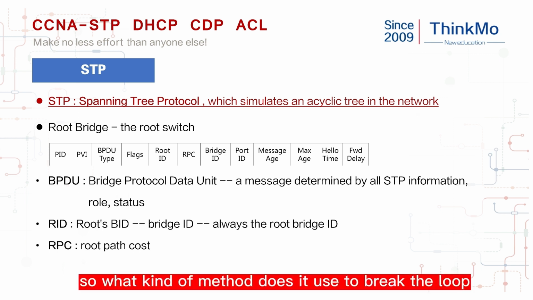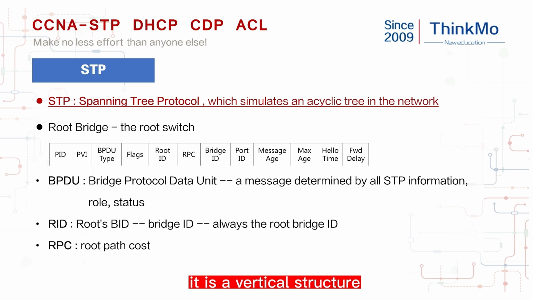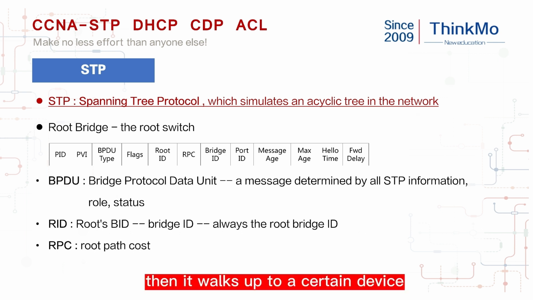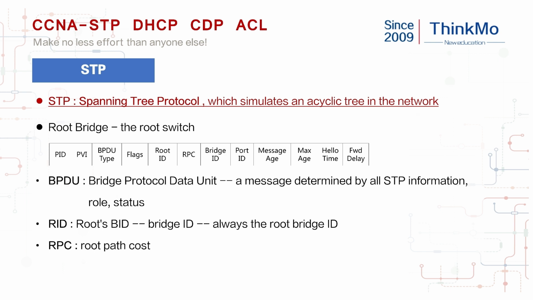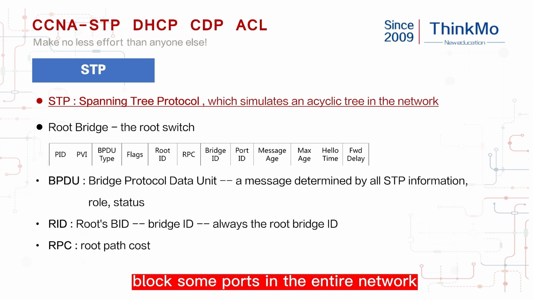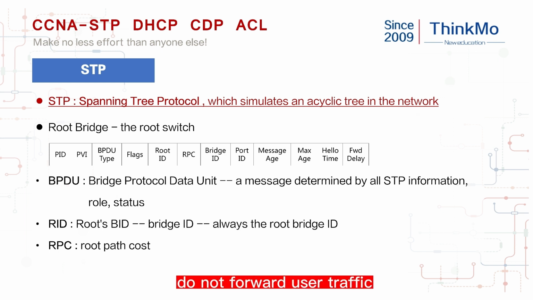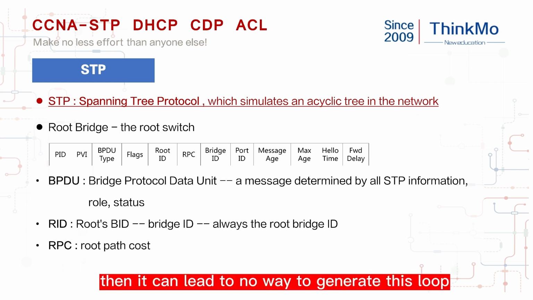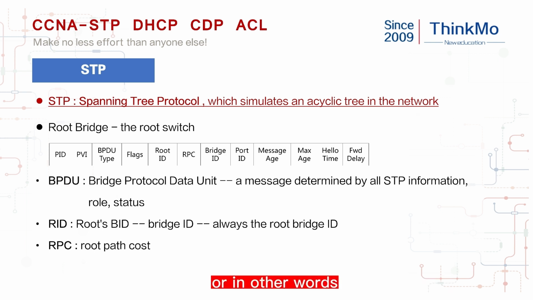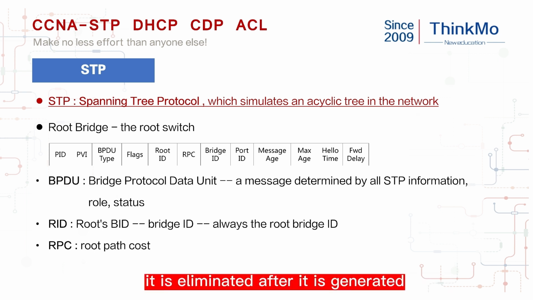So what kind of method does it use to break the loop? It is a tree structure, starting from a tree root and spreading branches upwards. Then when it reaches a certain device, there will not be a single line plugged back into the original first device. This is not going to happen. It is acyclic. The way it does this is to block some ports in the entire network. Keep them logically blocked, not forwarding user traffic. Then there is no way to generate this loop. Or in other words, it is eliminated after it is generated.